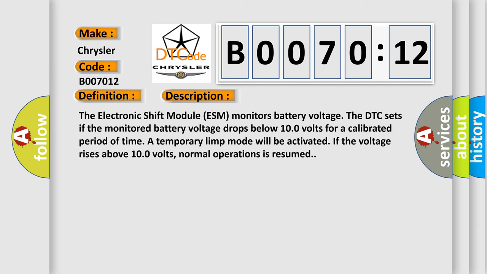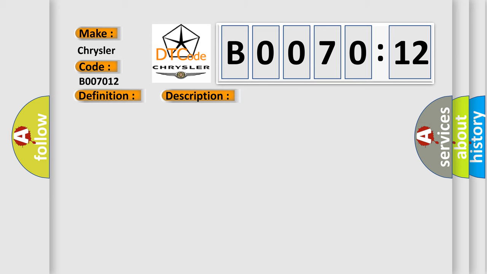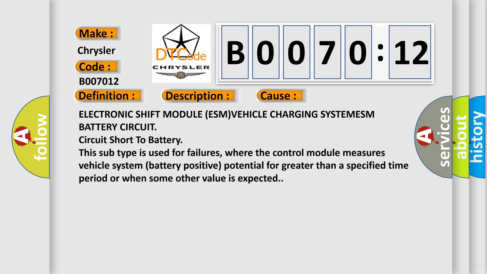The electronic shift module ESM monitors battery voltage. The DTC sets if the monitored battery voltage drops below 100 volts for a calibrated period of time. A temporary limp mode will be activated. If the voltage rises above 100 volts, normal operation is resumed. This diagnostic error occurs most often in these cases: electronic shift module ESM, vehicle charging system, ESM battery circuit, circuit short to battery. This subtype is used for failures where the control module measures vehicle system battery positive potential for greater than a specified time period or when some other value is expected.